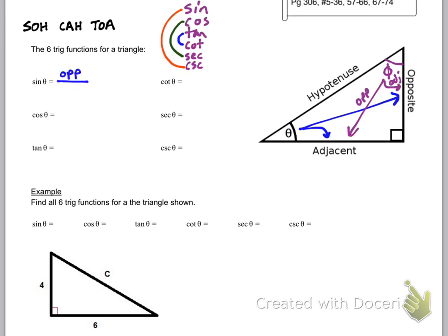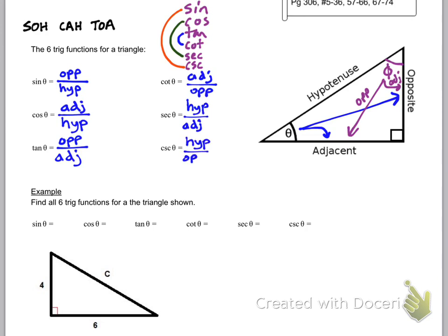All right, let's use SOH CAH TOA. Sine is equal to opposite over hypotenuse. Cosine is adjacent over hypotenuse. I'm just going to go ahead and fill all the rest of these out. Notice cotangent is the reciprocal of tangent, so I just flipped those. Secant is the reciprocal of cosine, and cosecant is the reciprocal of sine.